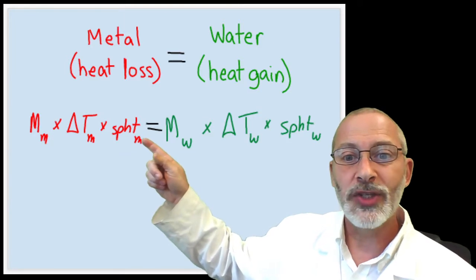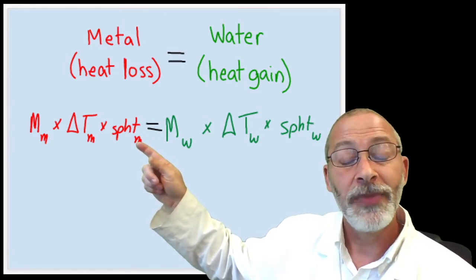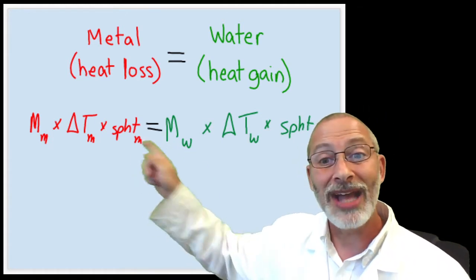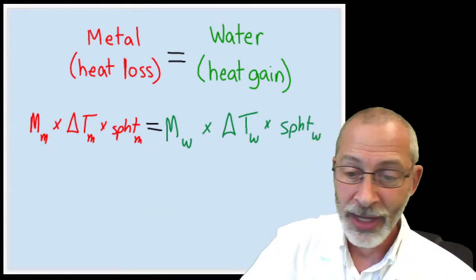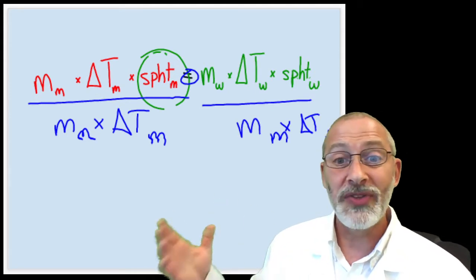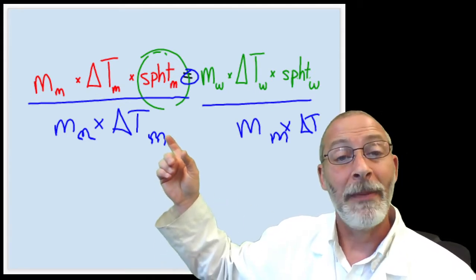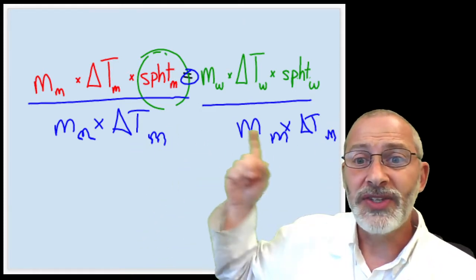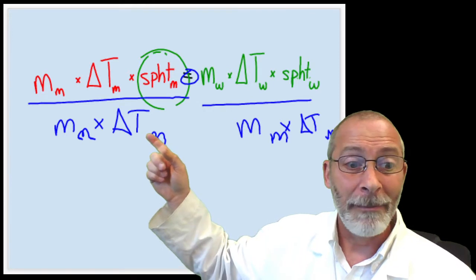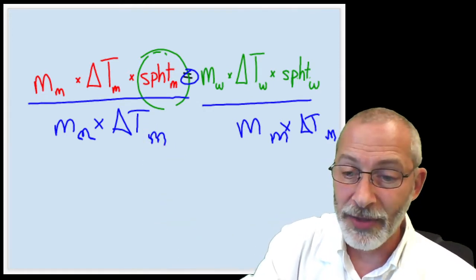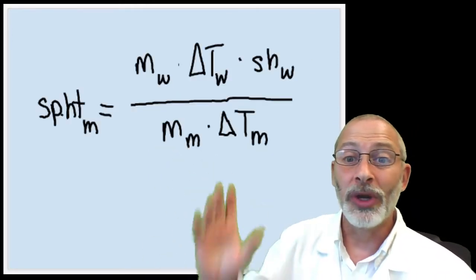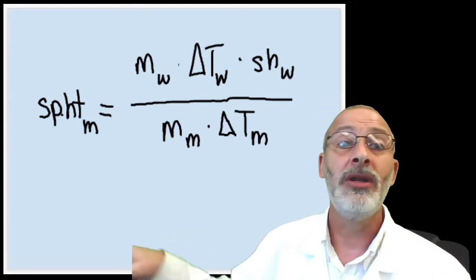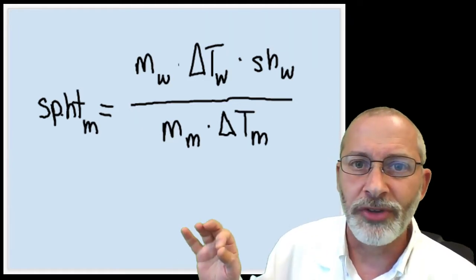Because if we want to get specific heat of metal by itself, well, then we're just going to divide both sides by what's attached to it, what's being multiplied to it. And so if we divide both sides of the equation by the mass of the metal times delta T of the metal, this is what we get. The mass times the delta T of the metal cancel, and we're left with this equation. Again, if I went too fast, don't worry about it. You can replay it or just continue to follow along.